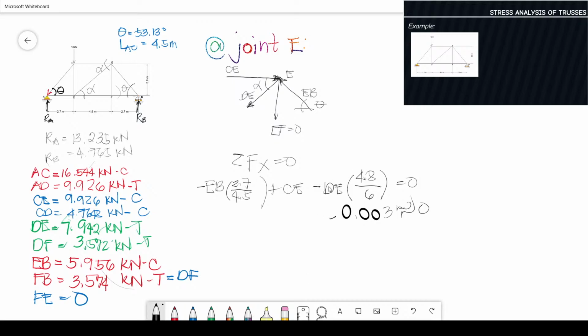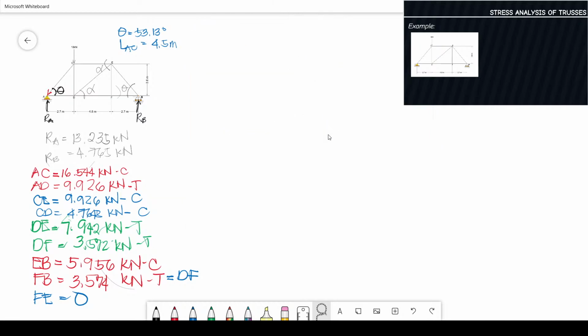So, let's move to the next method, which is much better. The method of section. I'm really a fan of this over the joint method, because we only see a few members here. This is just 1, 2, 3, 4, 5, 6, 7, 8, 9 members, but it costs me so much time, so many minutes. So, let's move to the section method.